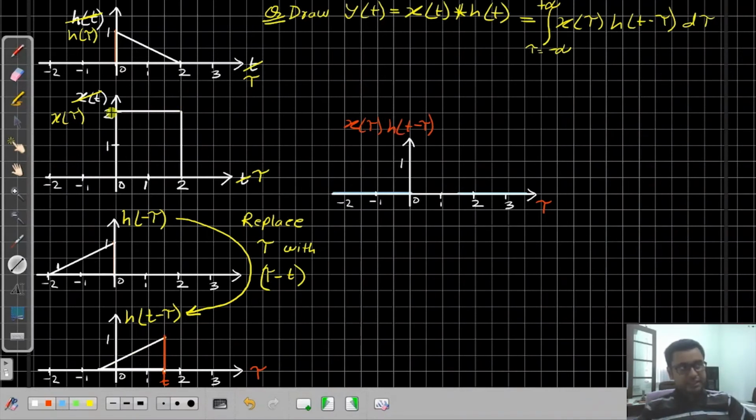Now this is a constant equal to 2, so I shall simply multiply this signal by a factor of 2, and that will look somewhat like this.